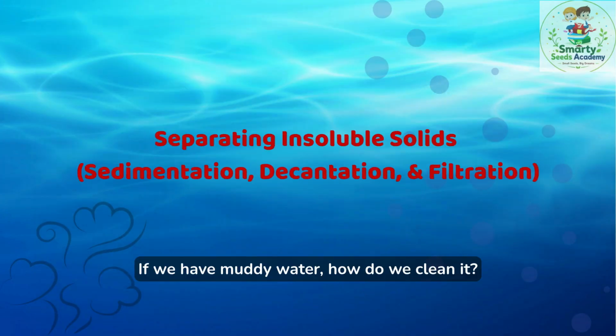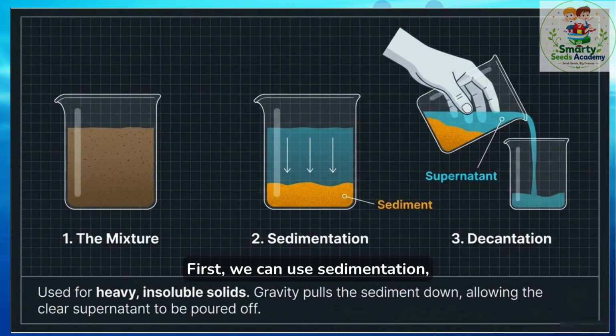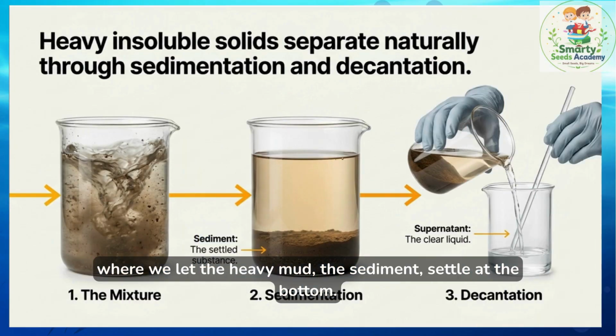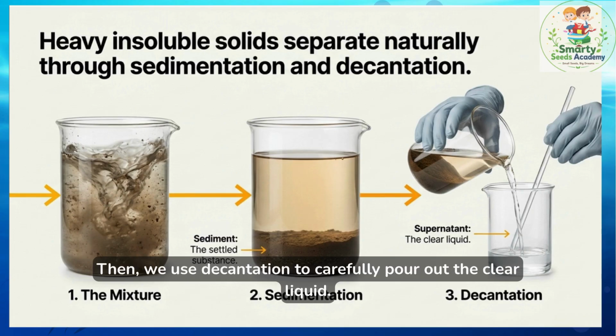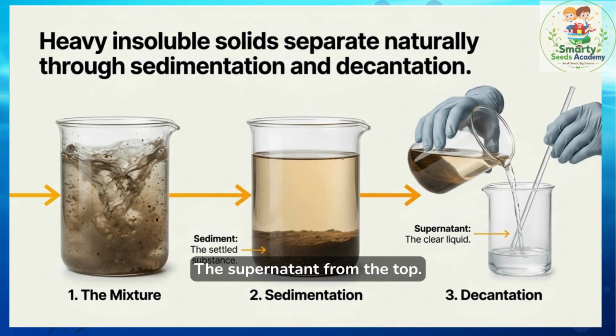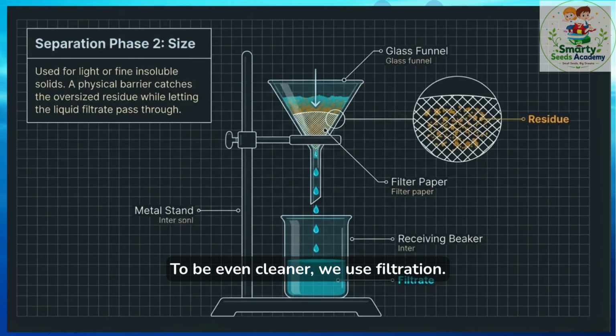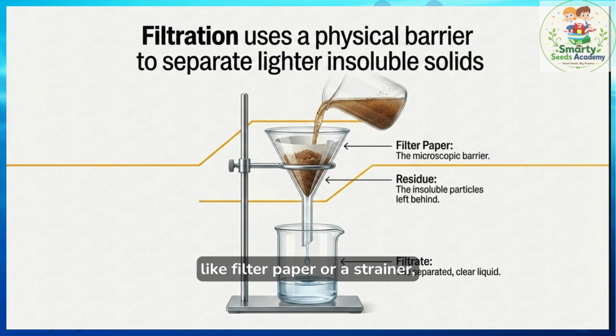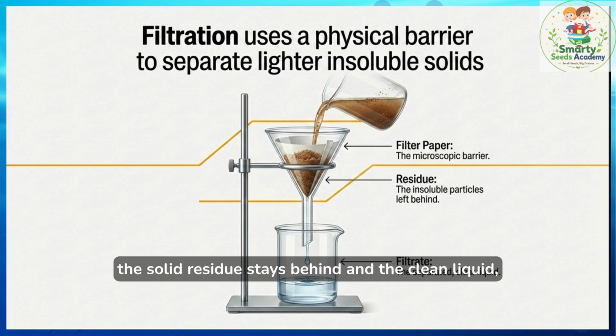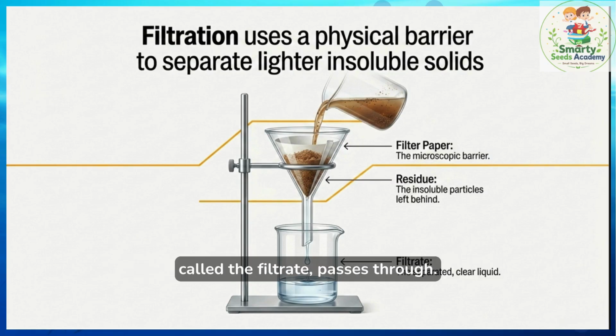If we have muddy water, how do we clean it? First, we can use sedimentation, where we let the heavy mud, the sediment, settle at the bottom. Then, we use decantation to carefully pour out the clear liquid, the supernatant, from the top. To be even cleaner, we use filtration. By pouring the mixture through a filter, like filter paper or a strainer, the solid residue stays behind, and the clean liquid, called the filtrate, passes through.